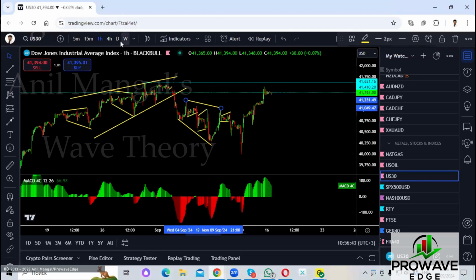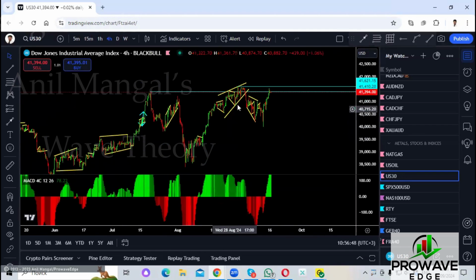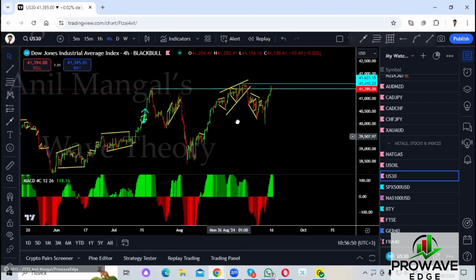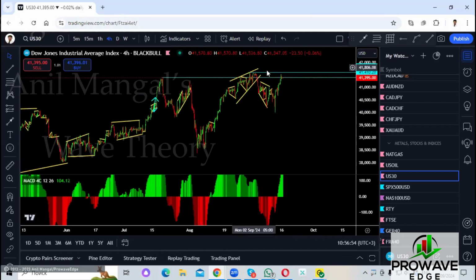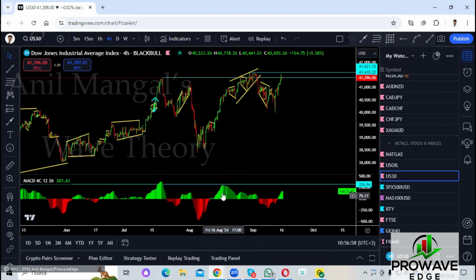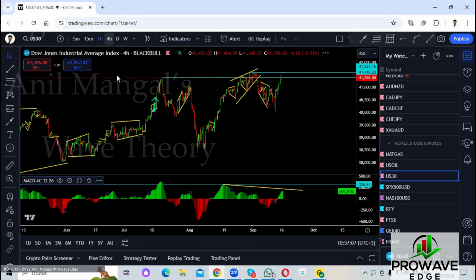So this was just a deep pullback. Let's go with that. This here was a deep pullback that did come back. We still don't have this 1, 2, 3, and I don't think that's all the correction. So the buy setup here is once you break that up, be on the side of caution. I think we have divergence here. See that? You're looking at these two. And then you can look at this in a lower time frame.